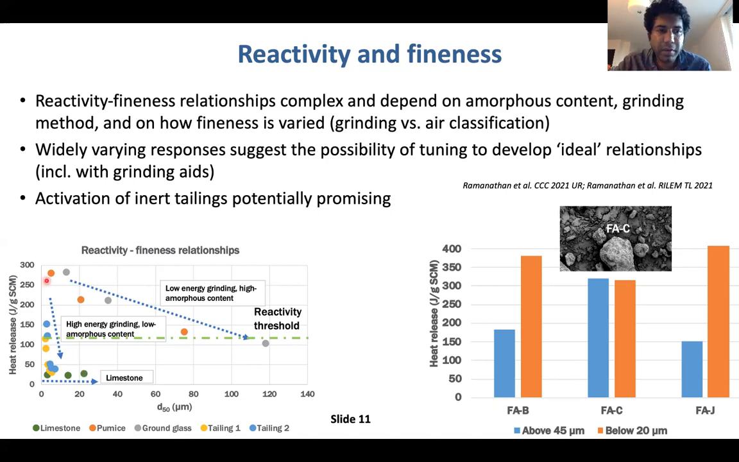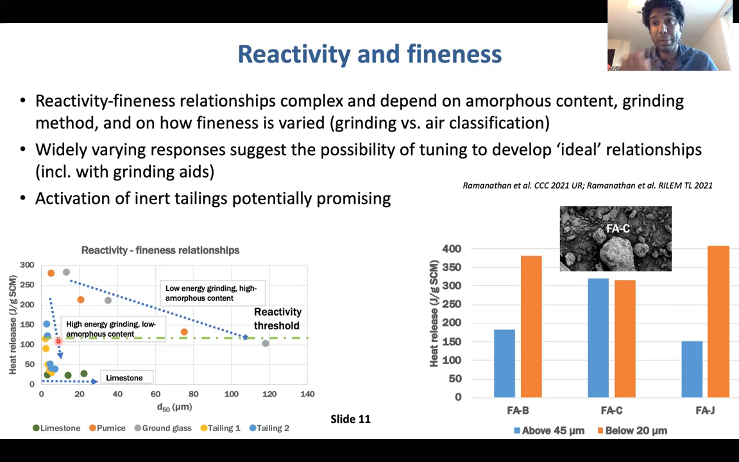So here we are really seeing that there are lots of different reactivity-fineness relationships, but the fact is, because they're so different and they depend on the amorphous content or the grinding, you can actually tune them, especially using grinding aids, for example, to develop ideal reactivity-fineness relationships. And this is something that we are working on. Clearly, it shows here that the inert tailings could be amorphized, activated at increasing fineness levels.